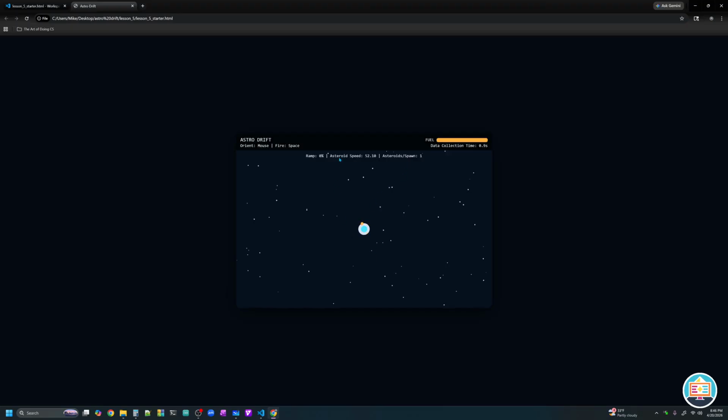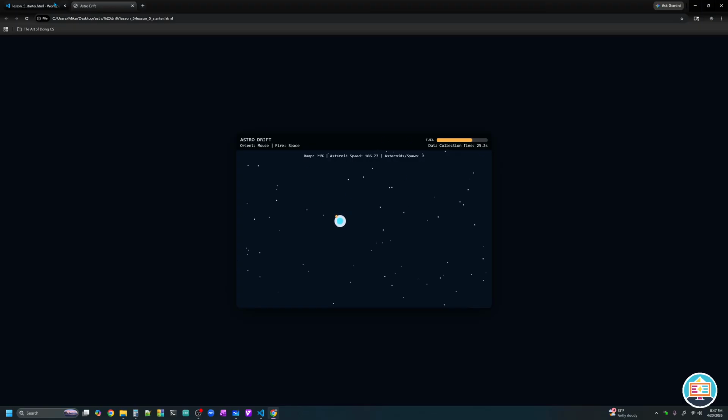So let's press enter, and you can see time's going up. My ramp percentage is going up. The speed of the asteroid is going up. And the number of asteroids per spawn, well, let's see what we're going to get. All right. We're about 11% of the way there. Our ramp is looking pretty good. Our asteroids would be moving faster and faster and faster. And now we get 2 asteroids per spawn.